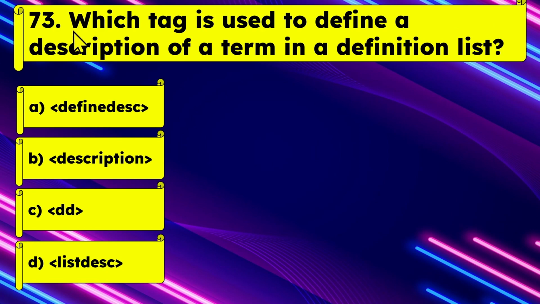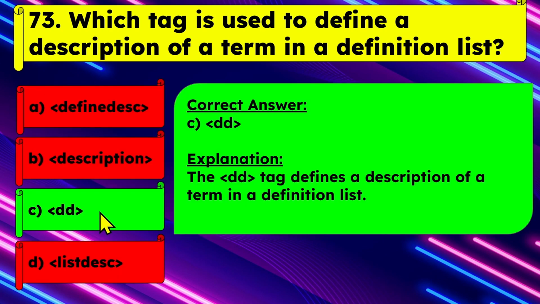Next question is, which tag is used to define a description of a term in a definition list? First option is define DESC, second is description, third is DD, or fourth is list DESC. So here the correct answer should be option C. As you can see, the DD tag defines a description of a term in a definition list.